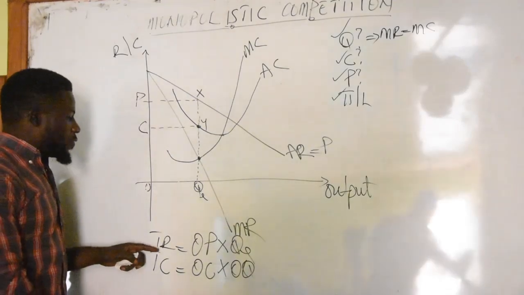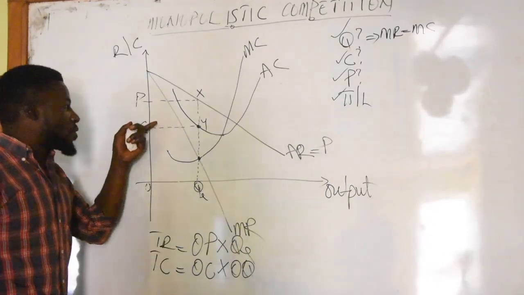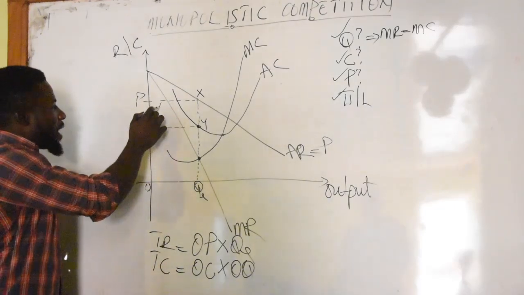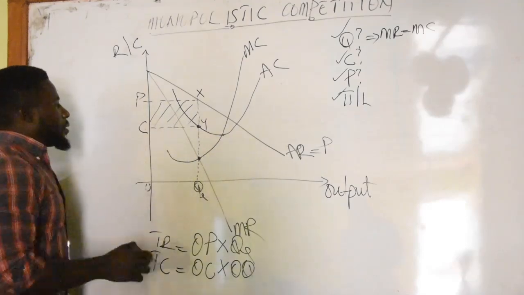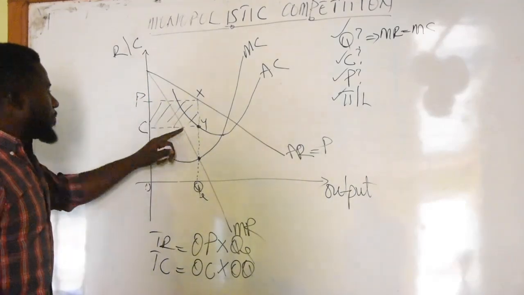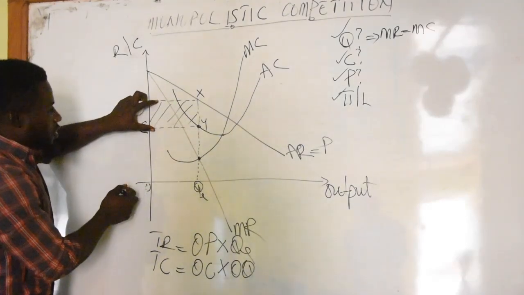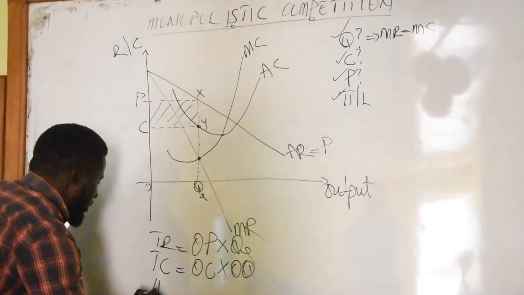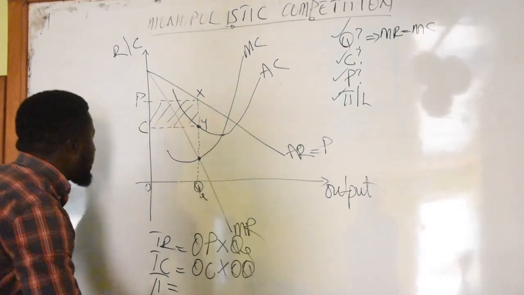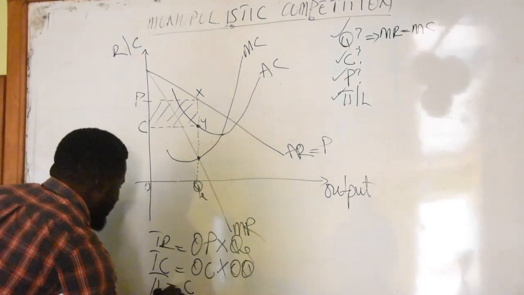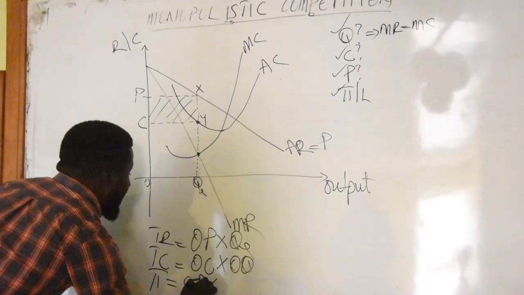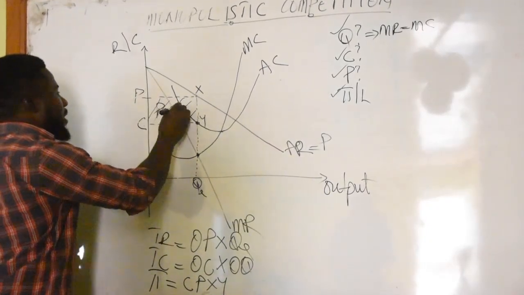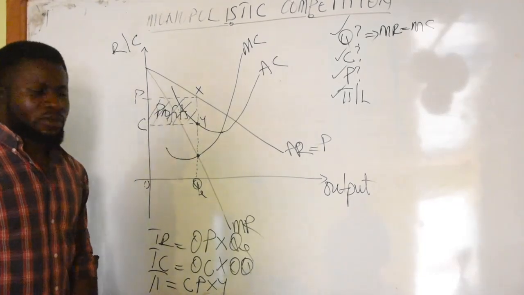So if we subtract cost from revenue, it gives us this difference that is denoted by the shaded region here, CPXY, because this is by how much revenue exceeds cost. So our abnormal profit, of course, is given by the rectangle CPXY, or the shaded region. So this firm is making abnormal profits in the short run.